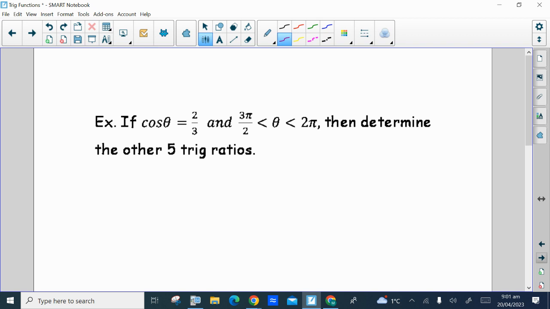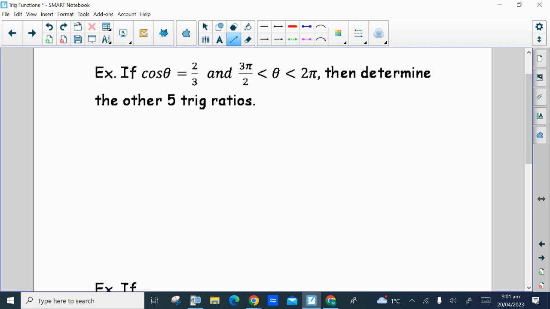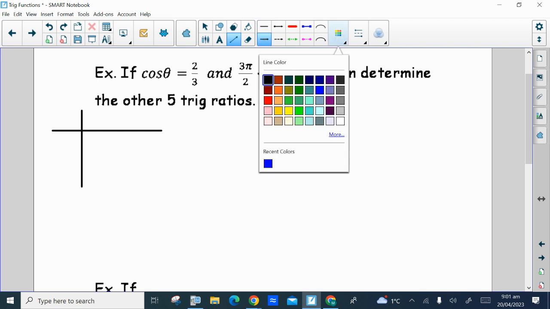So we saw ones like this in 30-1. We're given the value of the cosine of theta. We're also told that, again, we're in the fourth quadrant because theta is between 3 pi on 2 and 2 pi. Determine the other 5 trig ratios. So if we draw this one, again, because of the domain we're given between 3 pi on 2 and 2 pi, that means that we must be in the fourth quadrant.